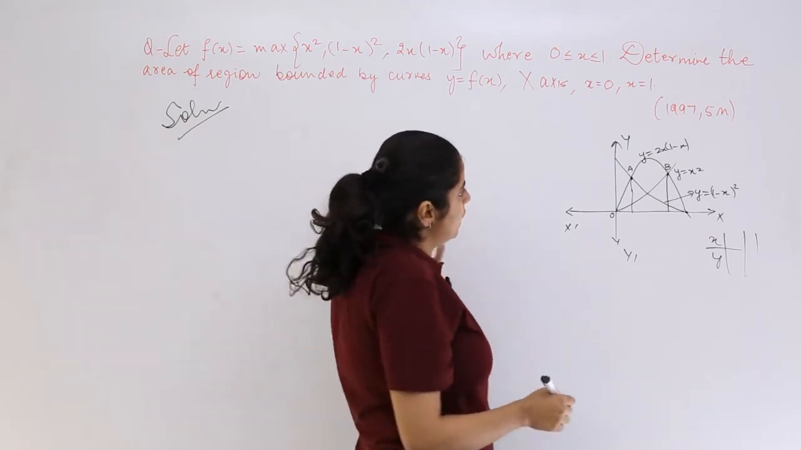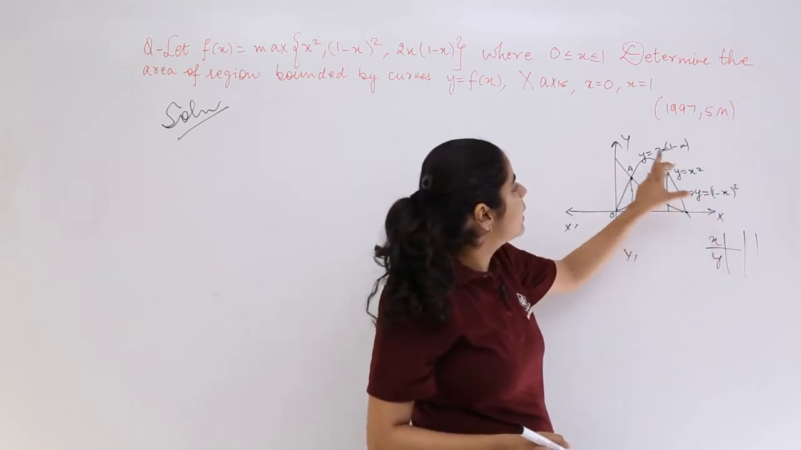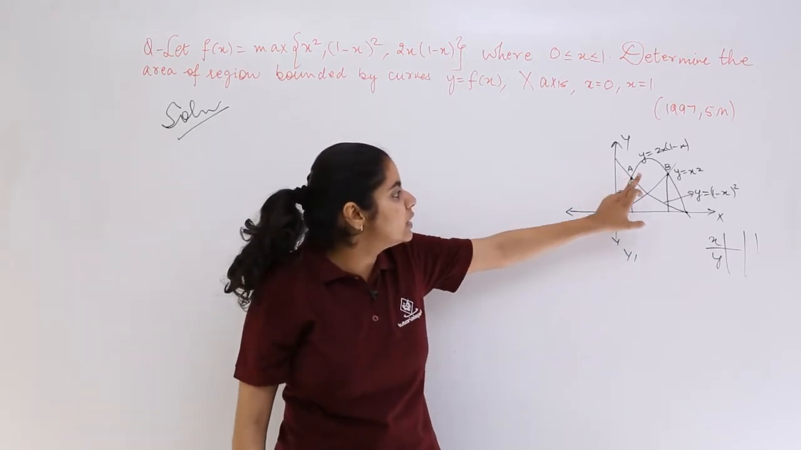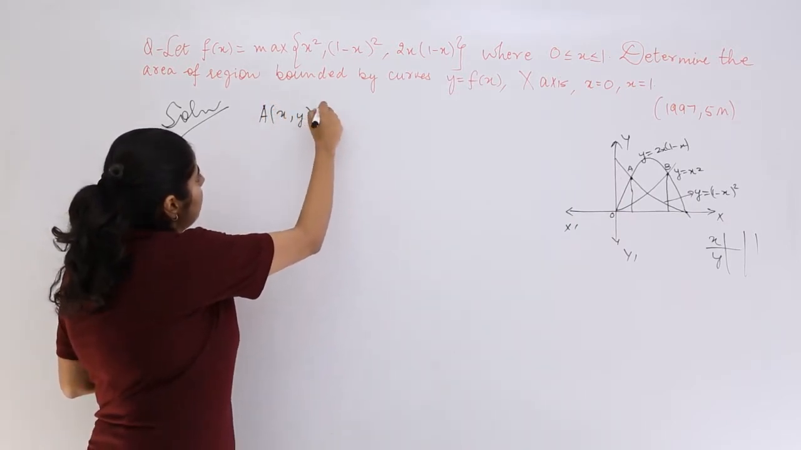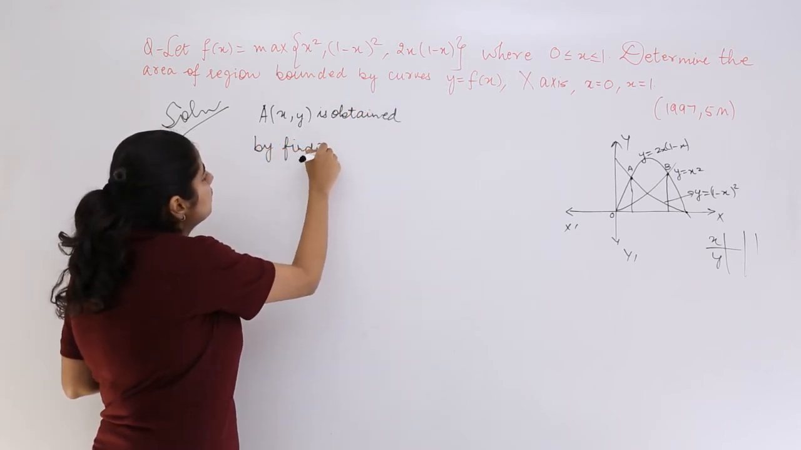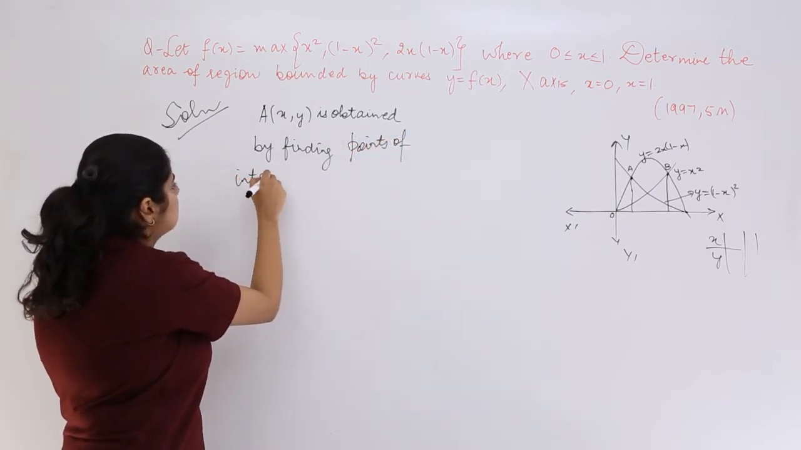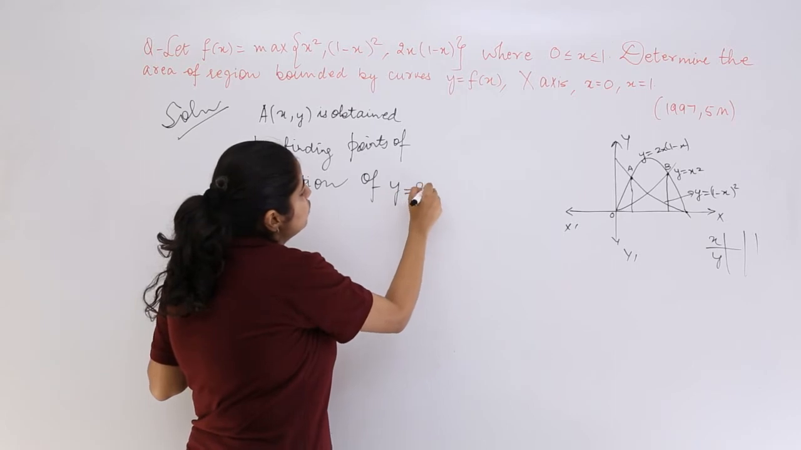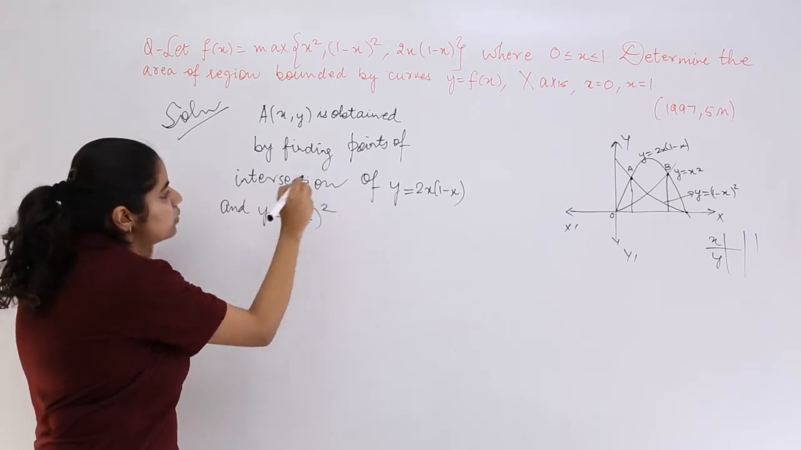So basically, as you can see, this is the curve y is equal to 2x(1 minus x), and this is the curve y is equal to (1 minus x) whole square. In order to obtain A, you are going to get the points of intersection between these two curves, right? So you can write that A(x, y) is obtained by finding the points of intersection of y is equal to 2x(1 minus x) and y is equal to (1 minus x) whole square.